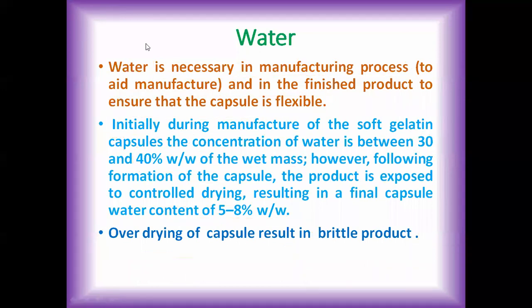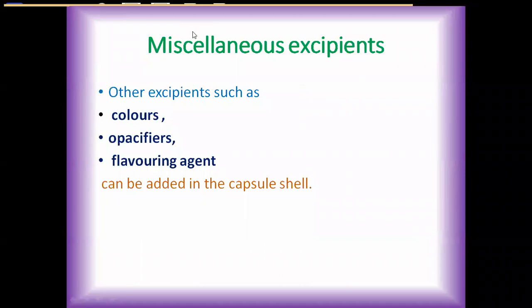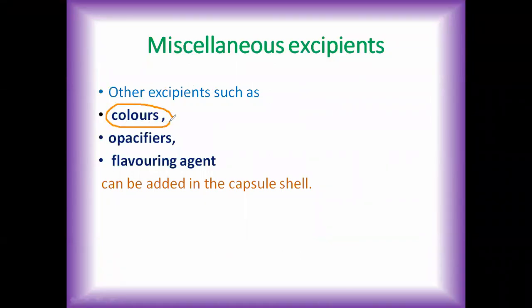Now coming to the last component, that is the miscellaneous excipients. Now we have seen the colors. We can add colors into the composition of the soft gelatin capsule shell, then opacifiers such as titanium dioxide. If flavor is required, we can add flavors. So these are the other excipients which go into the manufacturing of the soft gelatin capsule shell.